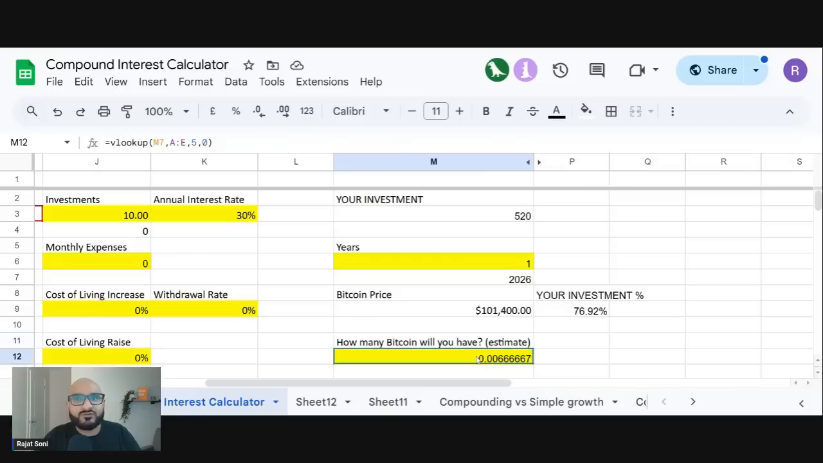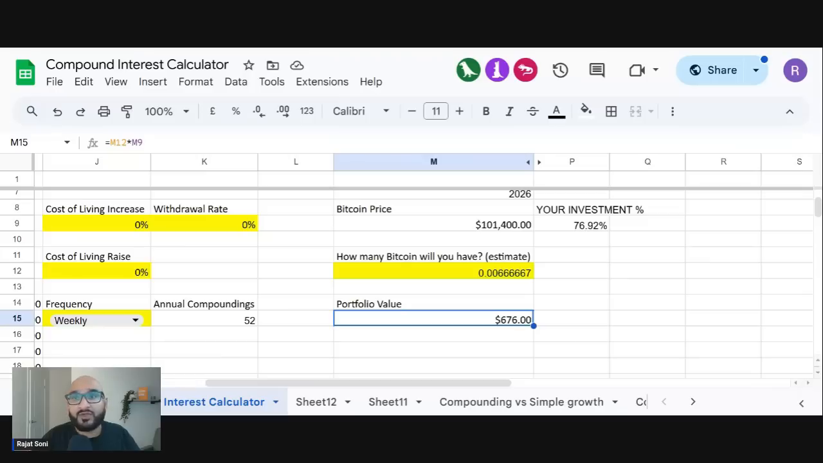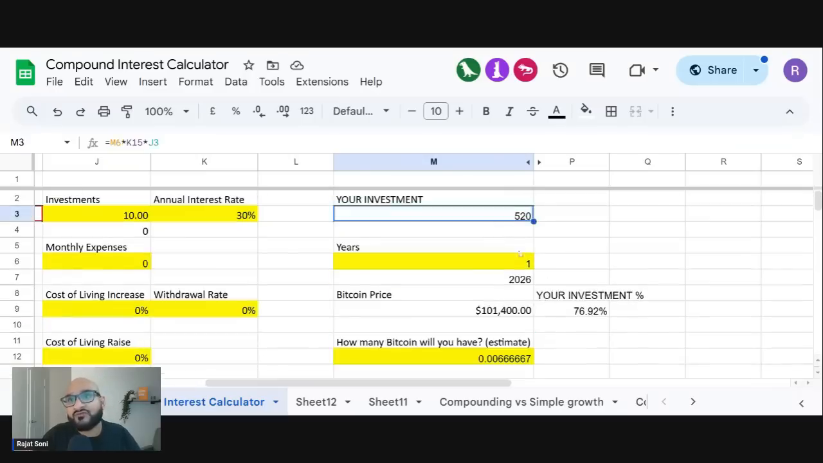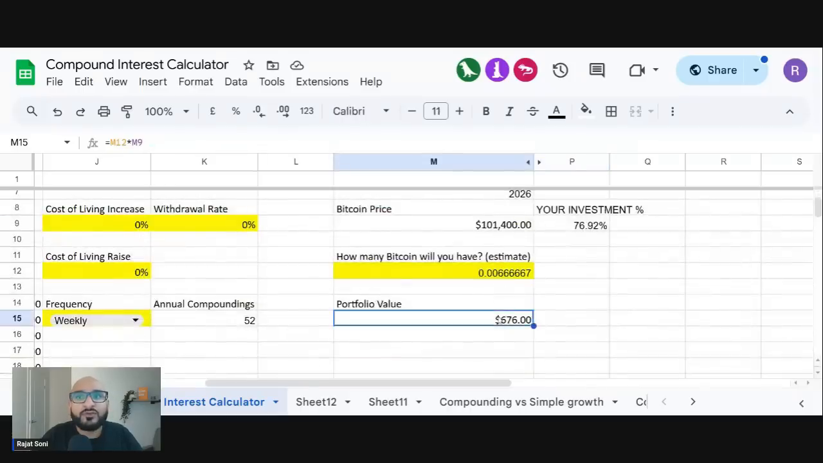The estimate of how much Bitcoin you'll have, of course, depends on the price. If the price goes much higher, you'll have less. If the price goes much lower, you'll probably have a lot more, but you'll have about 0.0066 Bitcoin. So you'll have about 700,000 Satoshis. In a year, the amount of Bitcoin that you accumulated would be worth about $676. So your investment would be 76.92% of your total portfolio.